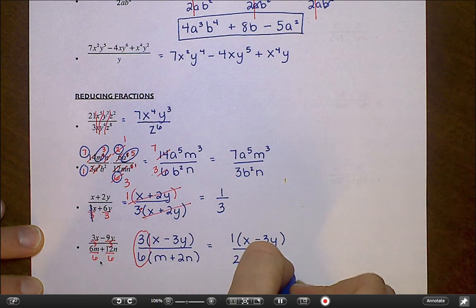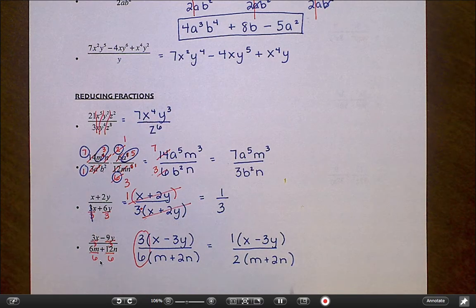That one hardly seems worth the amount of work that it took just to reduce a 3 and a 6 down to a 1 and a 2. But if that's the goal, if your goal is to reduce it as far as you can, this is where you would want to go as far as an answer goes.